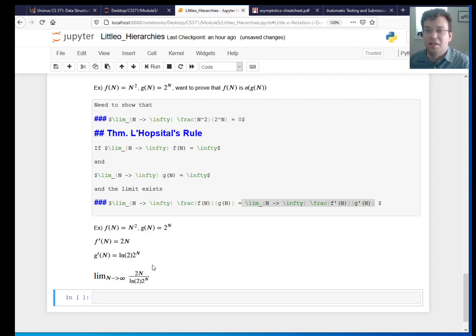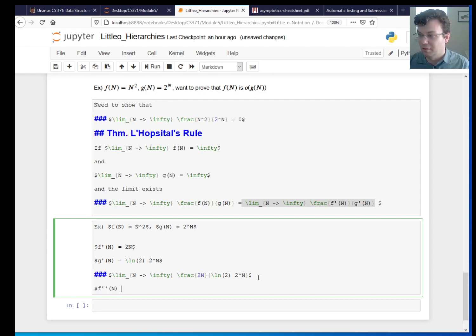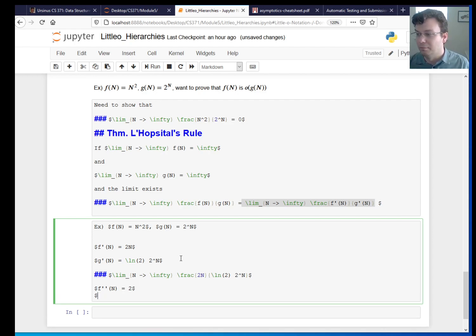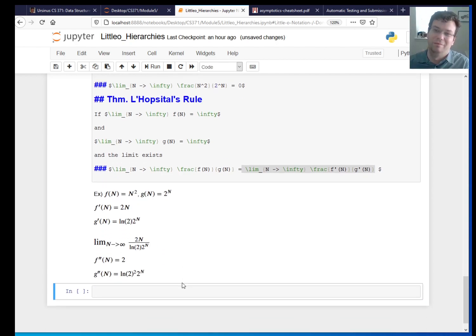Now I'm not done, because these are both still going to infinity, the numerator and the denominator. So I'm still going to have an infinity over infinity. So I need to go one more time and take another derivative. So the second derivative of, well, that's going to be the derivative of 2n, which is just the constant 2. And then the second derivative of this is going to be another factor of natural log of 2. So natural log of 2 squared times 2 to the n. I'm just applying rules of derivatives here. And you might want to go back and review some of these, but we're only going to really need it here. So just bear with me on this.